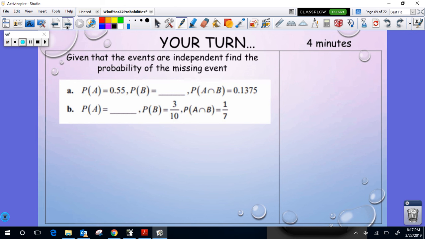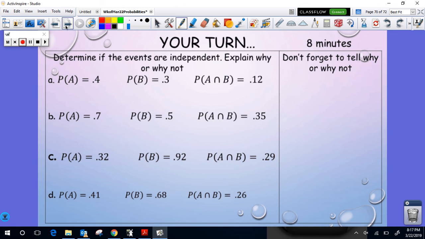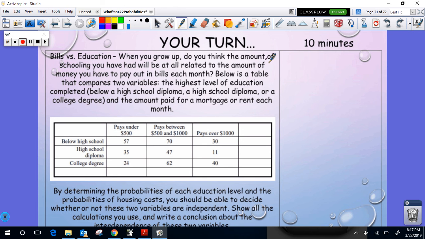Alright, you guys go ahead and try the rest of these and the rest that are on your sheet, and try this one out too.